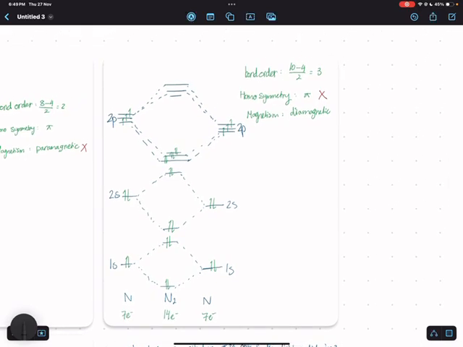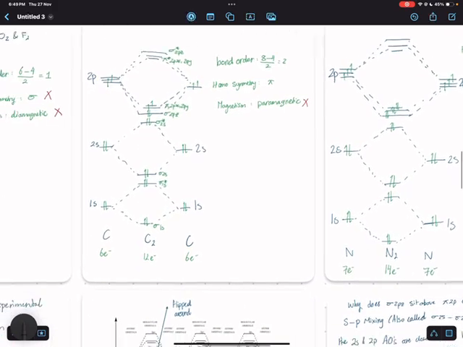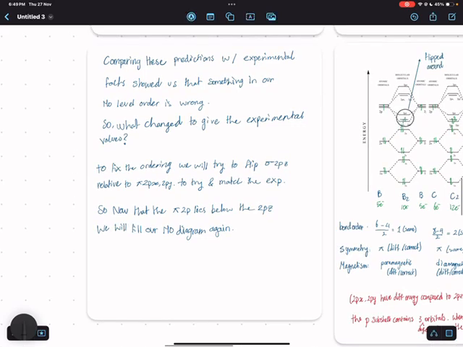And lastly, N2. So using the standard ordering, we got homosymmetry pi, magnetism diamagnetic. This time the magnetism is correct, but the homosymmetry is wrong according to the experimental values. We should have sigma. So comparing these predictions with experimental results, we can clearly see that something in our MO level ordering is incorrect. So the question is, what changed to give the experimental values?